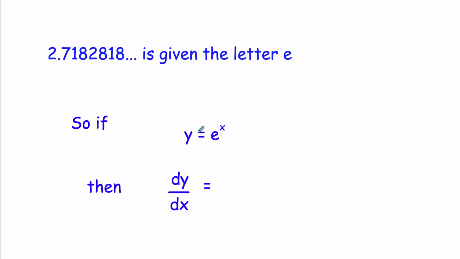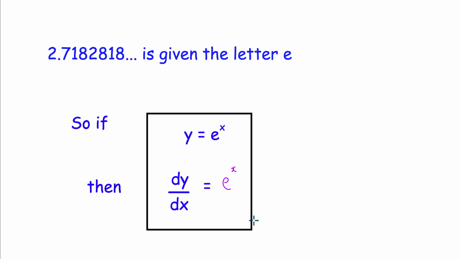So if e is just this 2.71828 number, then when y is equal to e to the power of x, dy by dx is equal to what? Well, dy by dx is just equal to e to the power of x. And that doesn't seem like a very big deal. That seems really easy. But it is really easy, and it's really, really important. That's going to go in a big box. That's going to go in your notes. That is something you need to remember for all the time that you are ever doing any maths. Okay?